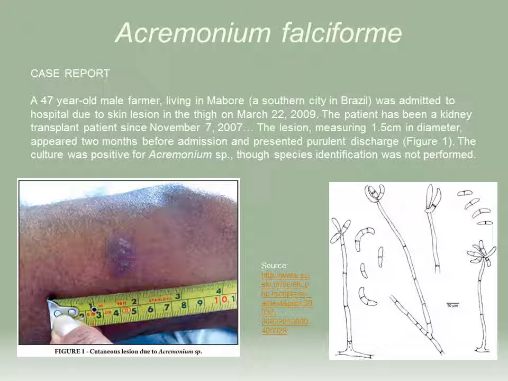notable about this patient, besides the fact he's a farmer, so he's going to be outside working, is the fact that he's immunocompromised because he has received a transplanted kidney. So here you see a small lesion because he has sought medical care relatively soon, and a little sketch of what this organism would look like under the microscope.